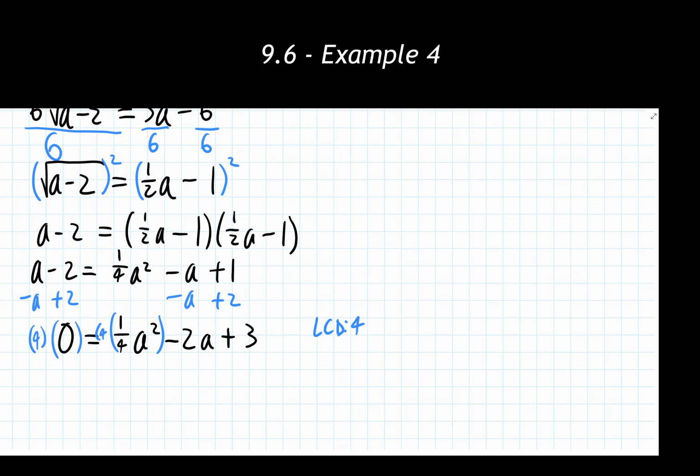Even if it doesn't have a fraction explicitly written in there, I'm still going to have it multiplying by 4. Every single thing gets multiplied by 4. I'm getting a new equation of 0 equals a squared minus 8a plus 12.